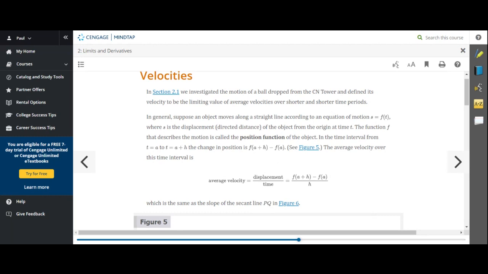Remember, we had h in the definition of our derivative, and we let h go to 0. Well, this is the same h that we're talking about. So average velocity would be the difference in positions, f of a plus h minus f of a, divided by the time, which is h. So if you go from time equals a to time equals a plus h, you subtract those times, you're going to get time h.